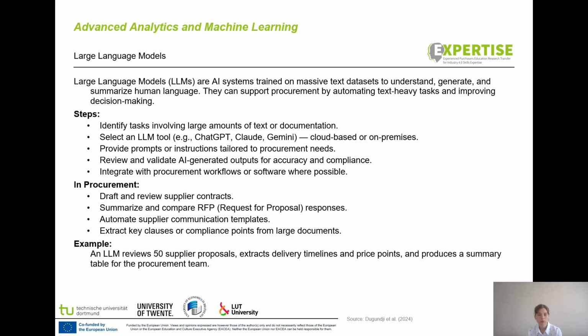Large language models, or LLMs, are AI tools that can read, understand, and generate human-like text. In procurement, they are especially useful for handling large amounts of documentation, such as summarizing RFP responses, drafting supplier contracts, or extracting compliance clauses. The process is simple. You define the task, give the model a clear prompt, and then review its output for accuracy. By integrating LLMs into procurement workflows, teams can save time, reduce manual effort, and focus on higher value strategic decisions.